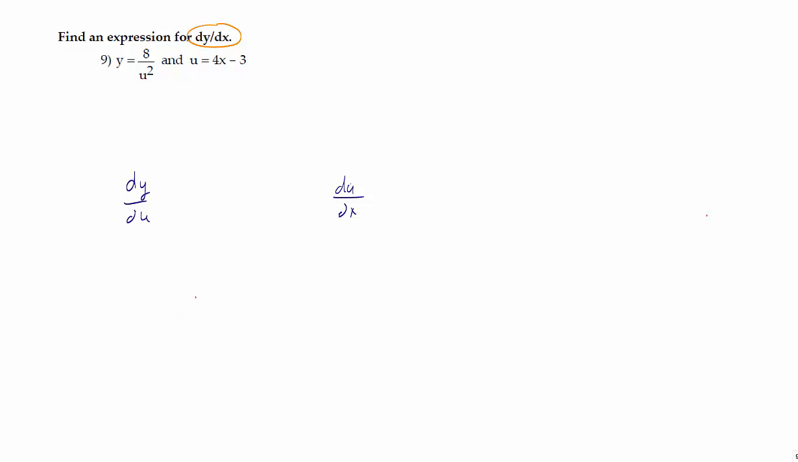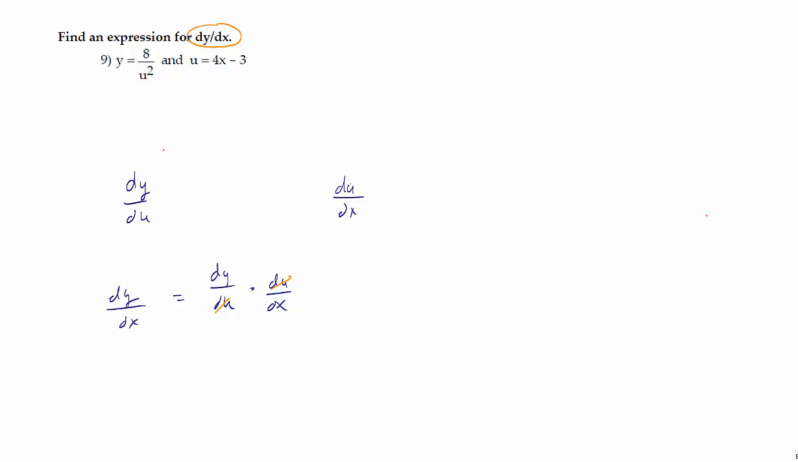What happens if I multiply those two together? If I take dy/du and multiply it by du/dx, notice that our du's kind of cancel, and so I end up with dy/dx, which is what I'm looking for. So that's our basic approach. I'll take the derivative of y with respect to u, then the derivative of u with respect to x, and I have to multiply the results together to make it work.